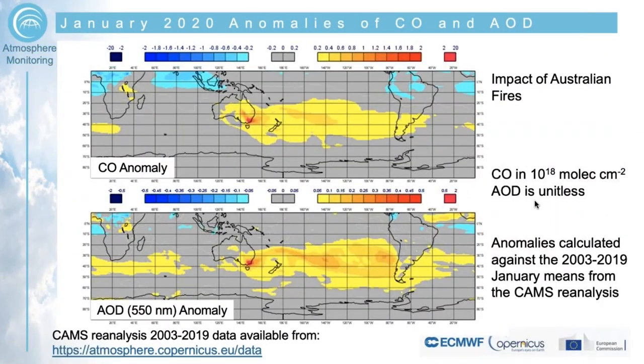And some applications of the reanalysis are shown here. This particular one is looking at anomalies of carbon monoxide on the top panel and aerosol optical depth on the bottom panel in relation to the huge bushfires which burned in southeastern Australia in January 2020. And what this shows is values well above the climatological average of carbon monoxide and AOD over the Pacific between Australia and South America in relation to the emissions from those fires.